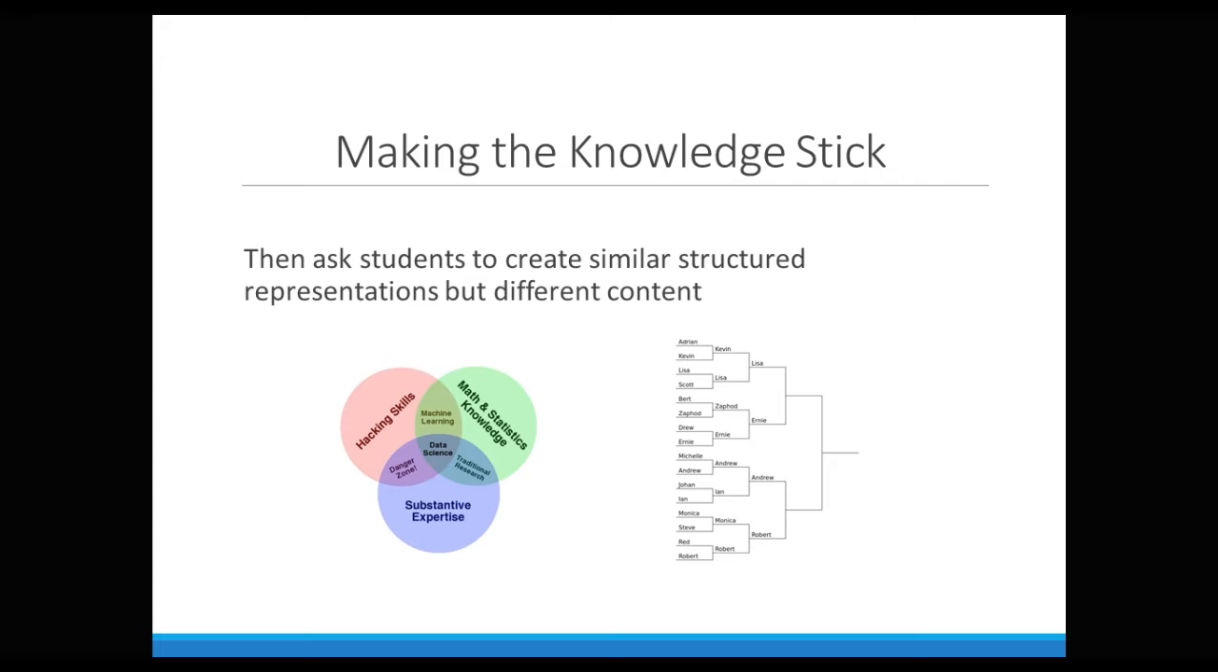Or you could have students originally use a tree structure, or also called a bracket structure, to recreate the college basketball March Madness tournament from the year before, so that they understand the structure, and then have them use that same structure to map the succession of biological species or extinctions or evolution.